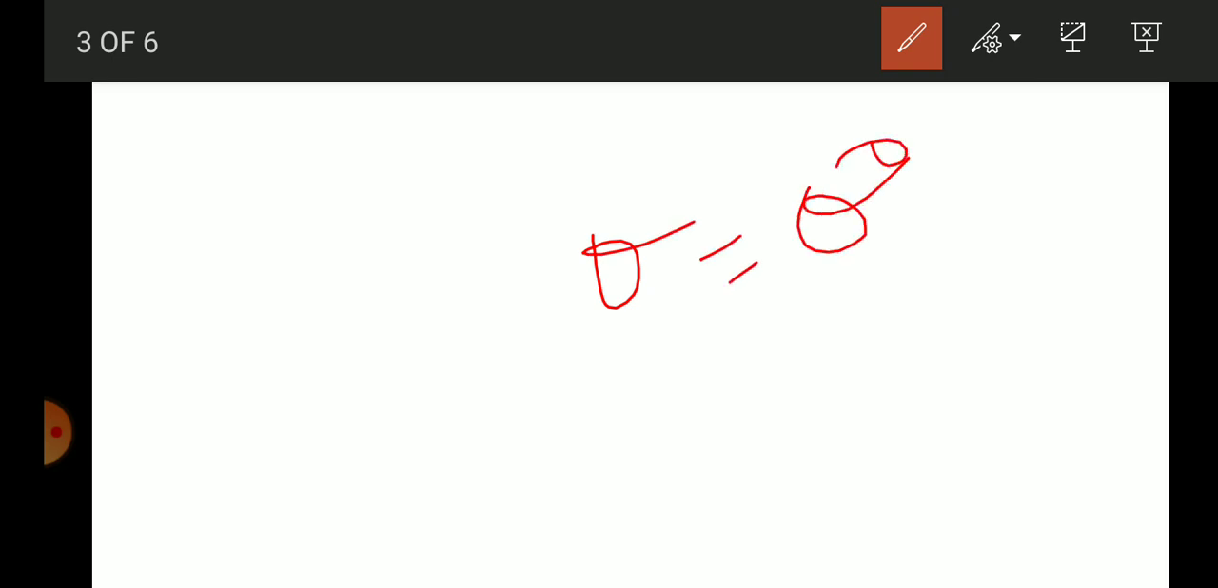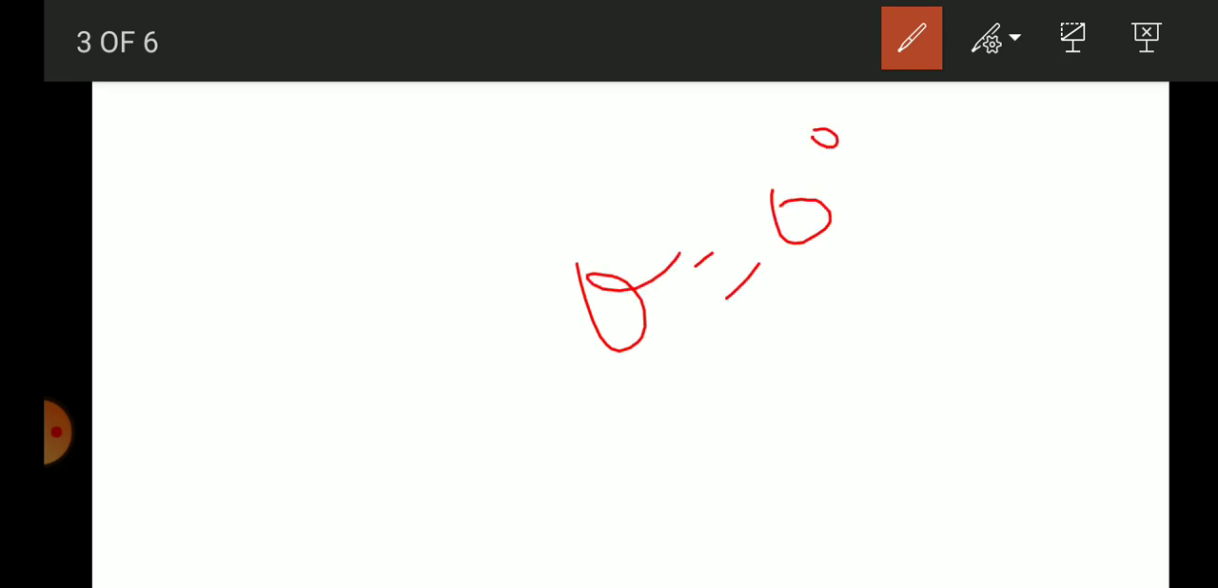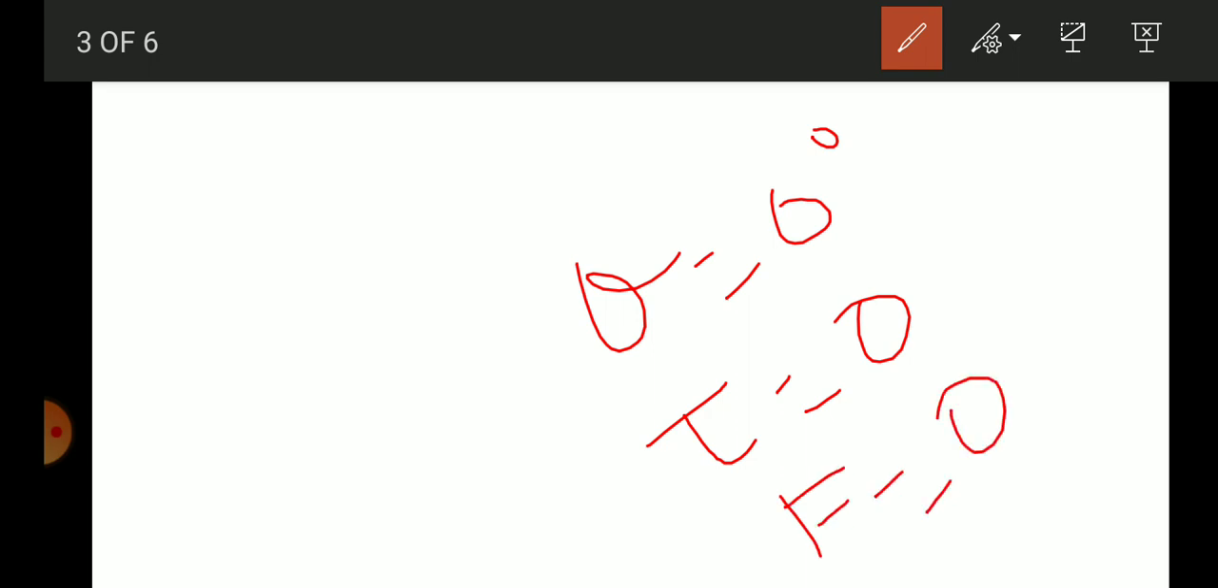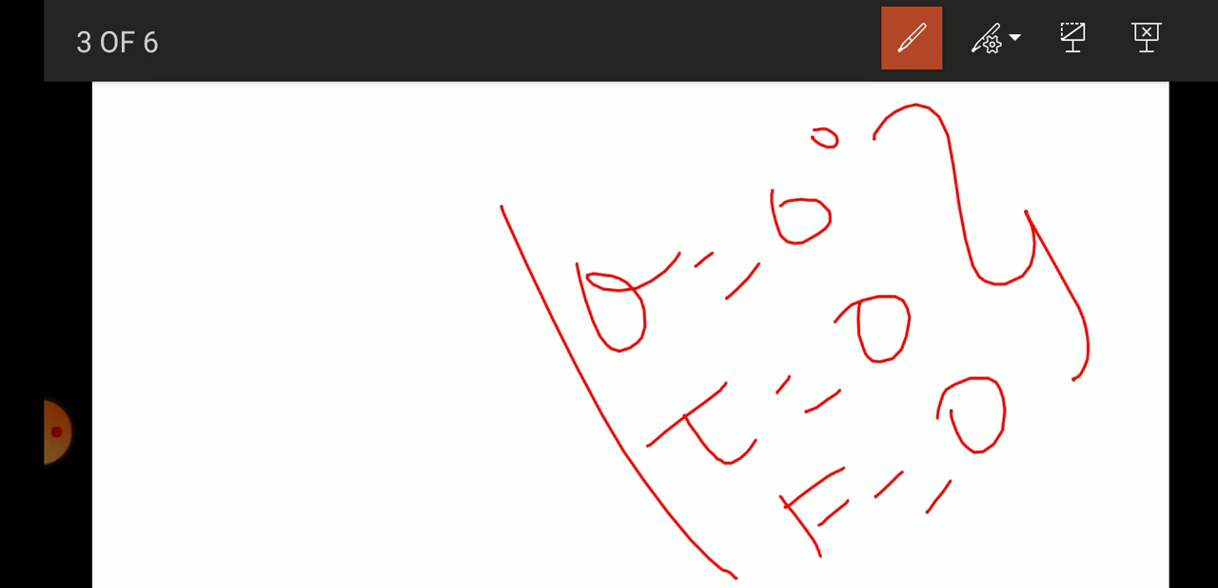Theta is equal to 0 degree. So theta equal to 0 degree in the sense the torque is also 0 and net force is also 0. This is for one case. And another case, the question will be like this: what is the net force and torque experienced by the dipole when it is placed perpendicular to the uniform electric field?